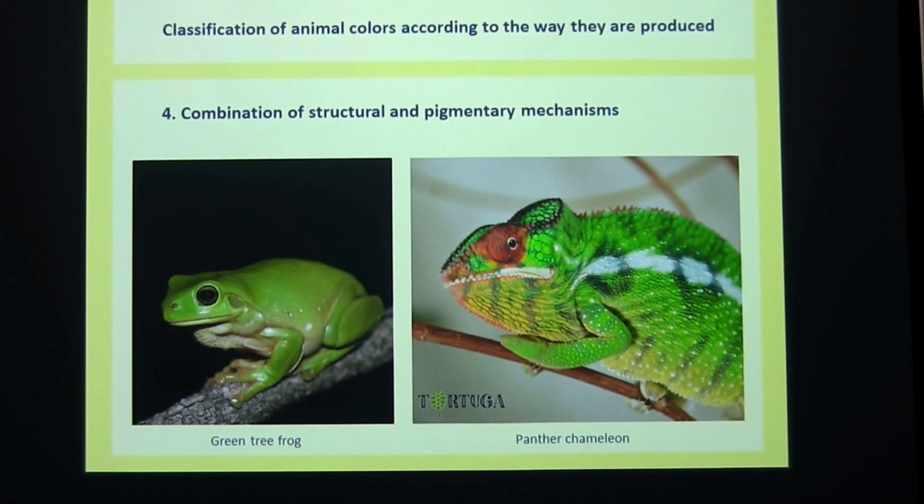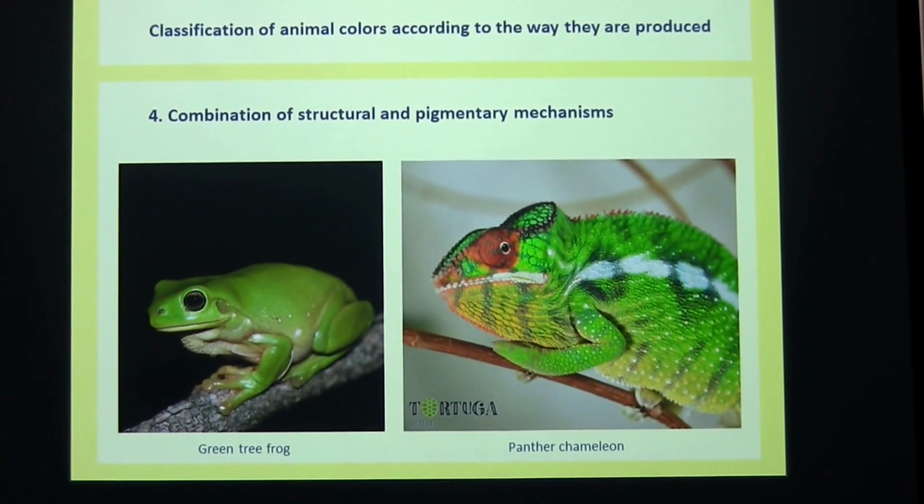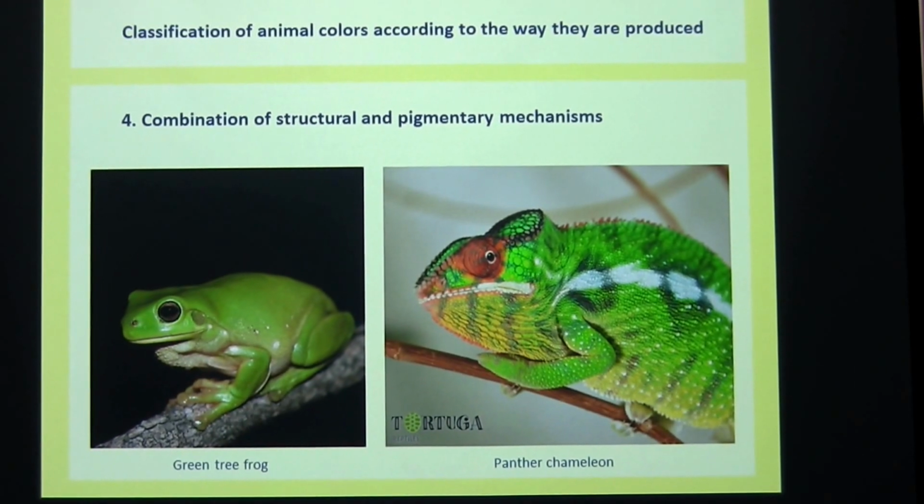Sometimes coloration is the result of combining both structural and pigmentary mechanisms. For example, in the skin of this frog, or this chameleon, there are yellow pigments, but there are also nanostructures producing blue coloration. And the result of combining the yellow and the blue is the green color that we can see.